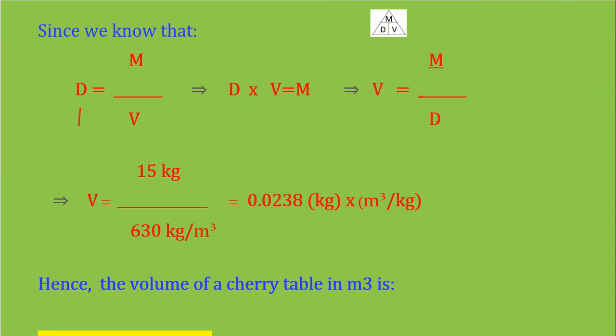And here we are using this formula. So we are replacing the values m equal to 15 kg and d equal to 630. If you divide 15 by 630, use a calculator, and you will get 0.0238 kilogram per meter cube.